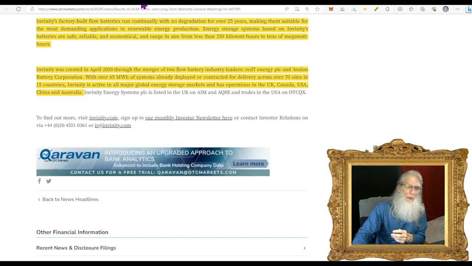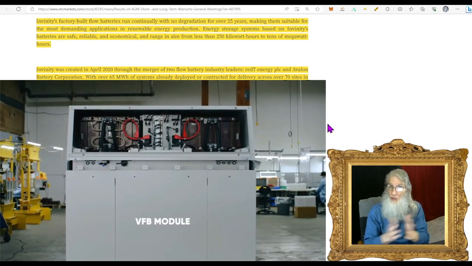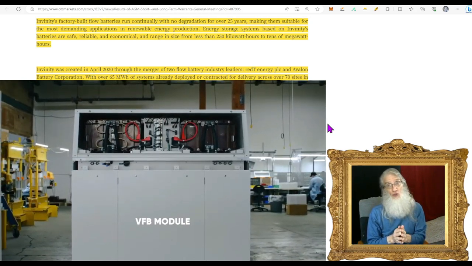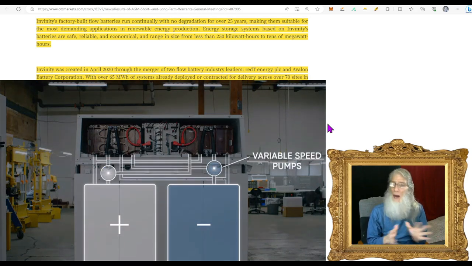So, what does this company do? Well, you know, they make batteries for storage, to store energy, commercial sized batteries. And I mean commercial sized. And these are different than any battery I've ever seen. Vanadium, I do believe they call them vanadium flow batteries.